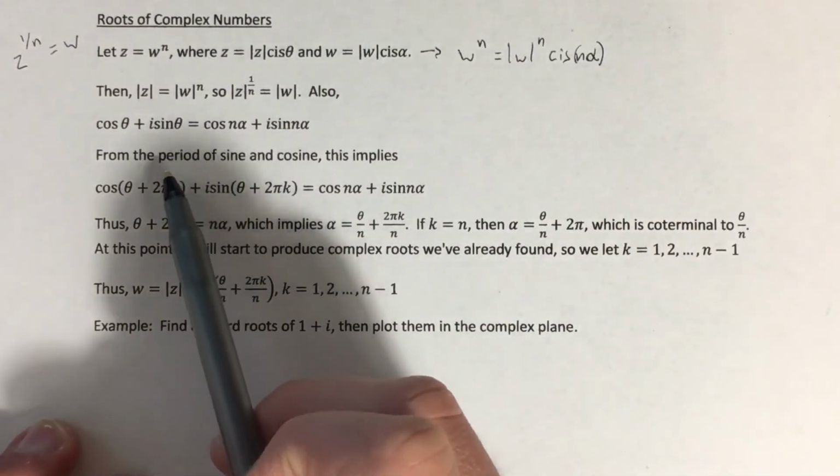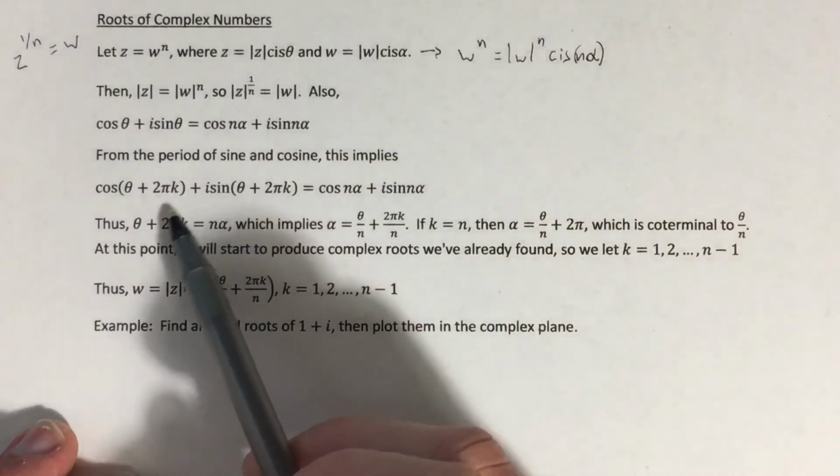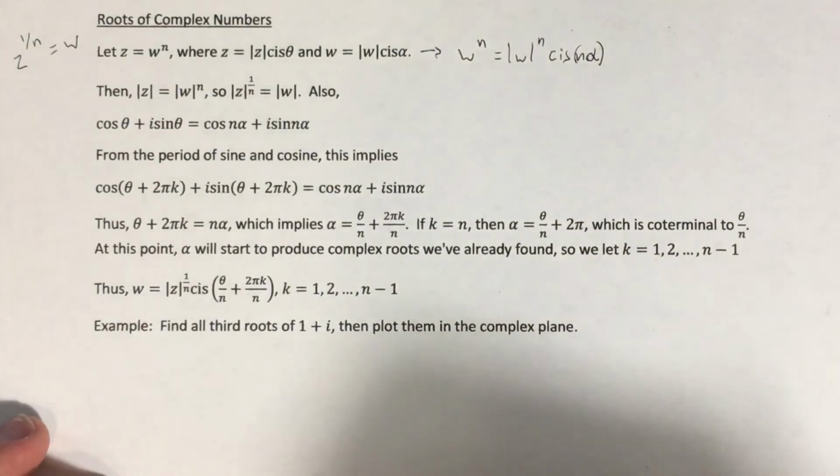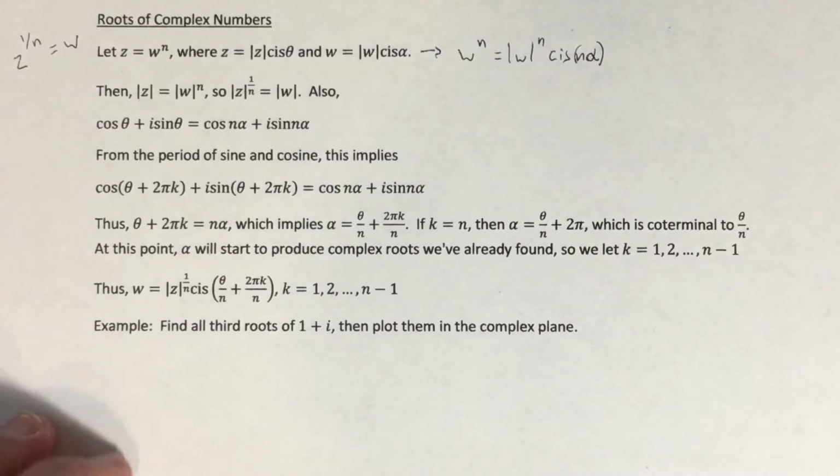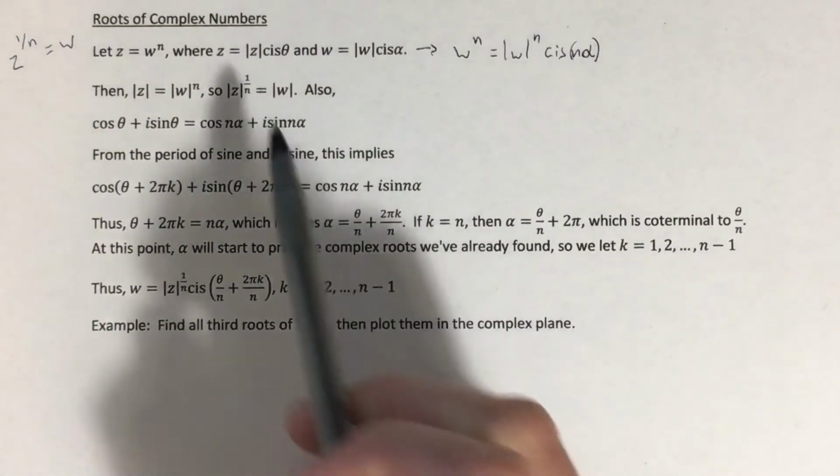Now, like I had said before, we're going to end up with multiple nth roots of a complex number. In the case of finding the third roots of a complex number, we're going to get 3 of them. If we're going to find 10th roots of a complex number, there's going to be a total of 10 of them.